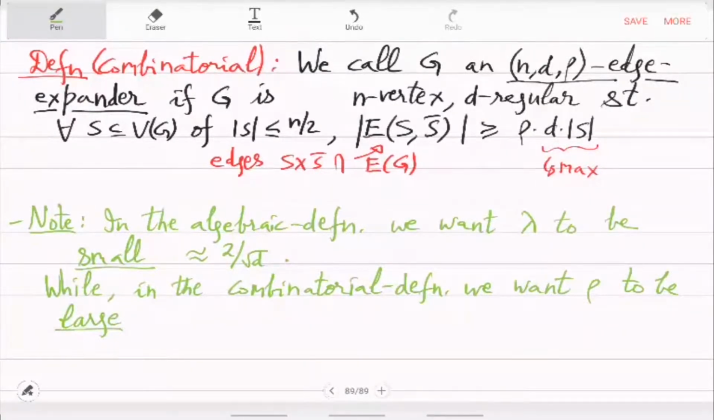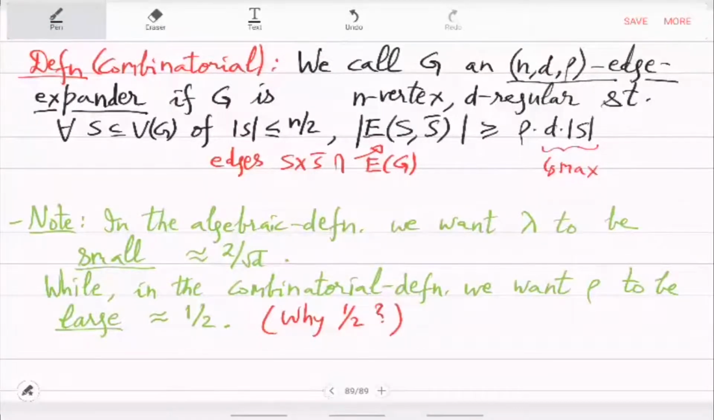So how large can it be? Can it be 1? You can show that it cannot be 1. So the maximum it can be is actually half. Okay, because you want it to be true for every subset. So if you want it to be true for every subset of size n by 2 or less, then you can only afford half. So that's what we want optimally. So why half? This you can think about.